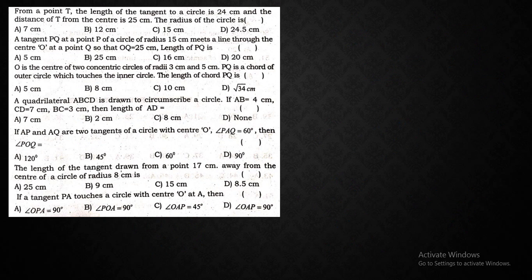From a point T, the length of the tangent to a circle is 24 centimeters. So the length of the tangent is given. The distance from the center is 25. So the distance is given as 25. Obviously he is asking about the radius. So already we know the formula, right? What is that? L is equal to root over d square minus r square.